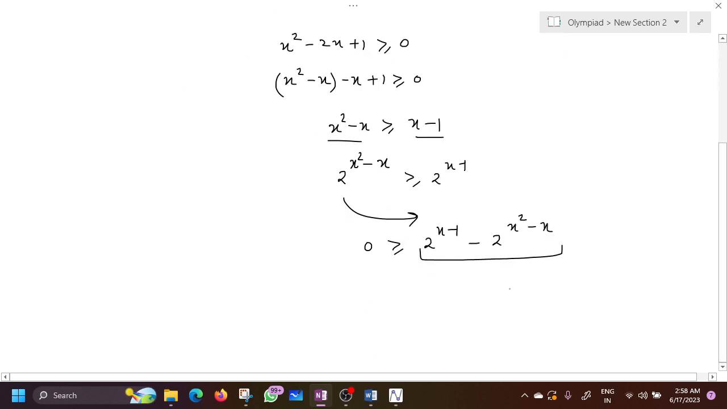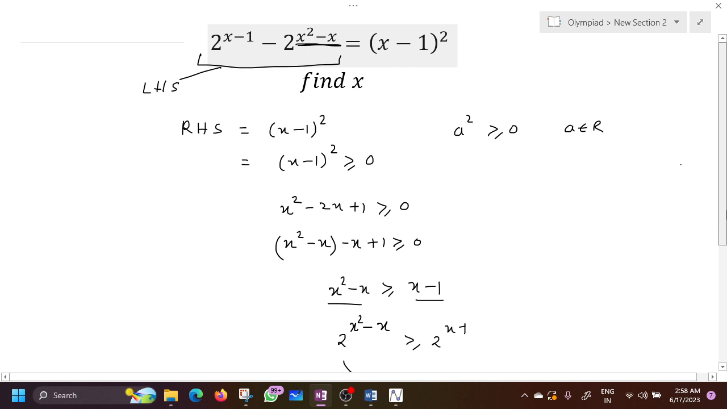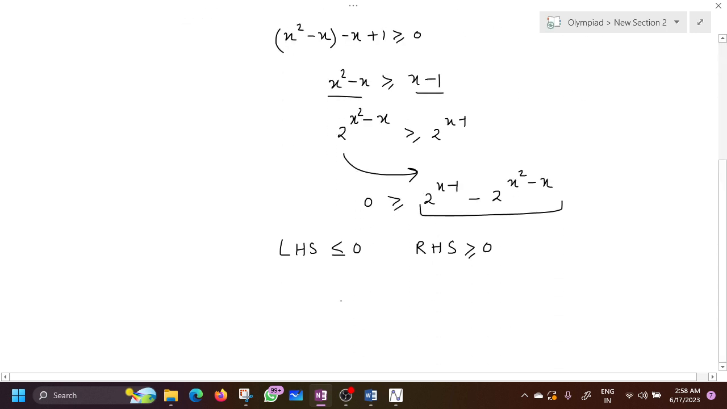Okay, so what does it mean? It means the left hand side is less than or equal to 0 and the right hand side is greater than or equal to 0, and both must be true because both are equal. We have LHS equal to RHS. Now for what value must these two sides be equal? This is the question.